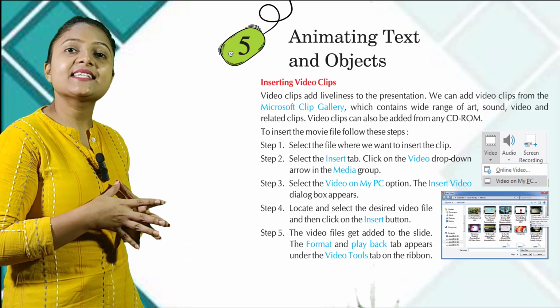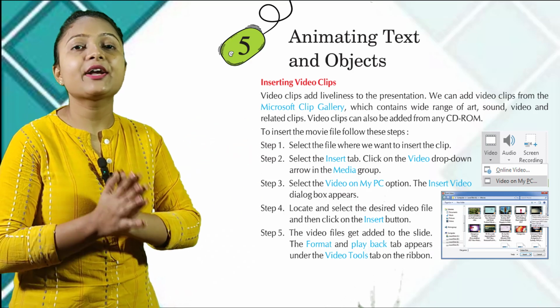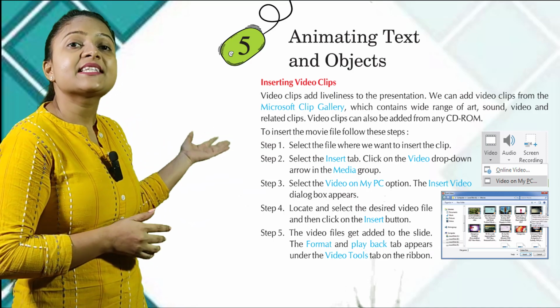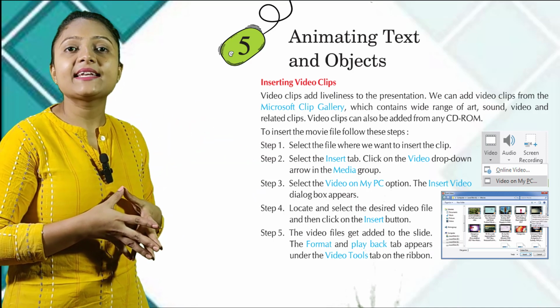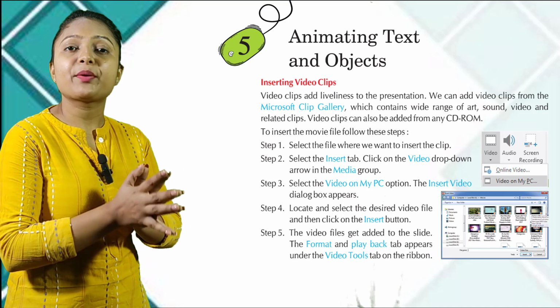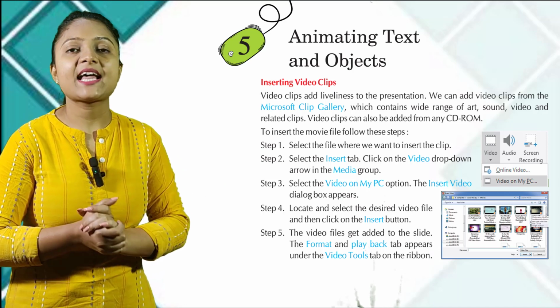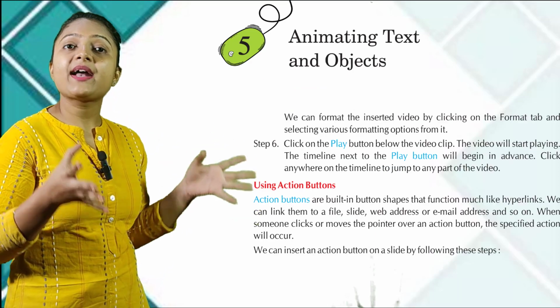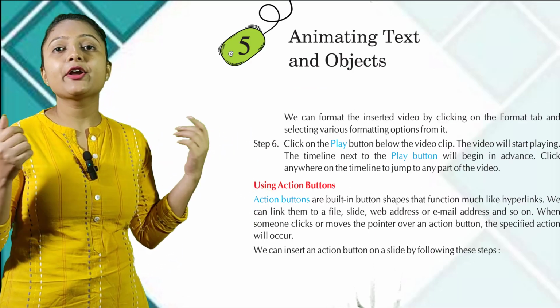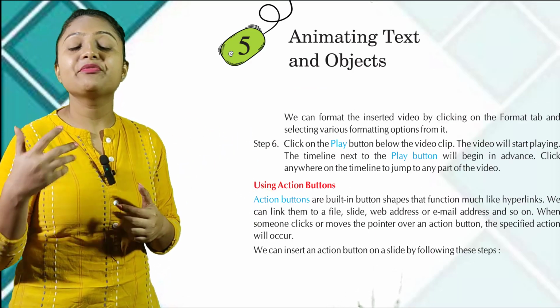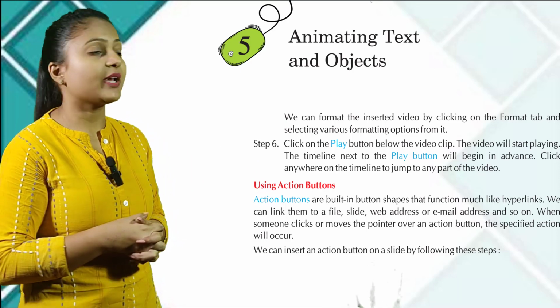Locate and select the desired video file and then click on the Insert button. Step 5. The video file gets added to the slide. The Format and Playback tab appears under the Video Tools tab on the ribbon. We can format the inserted video by clicking on the Format tab and selecting various formatting options from it.